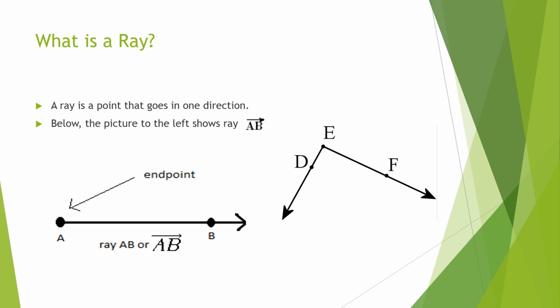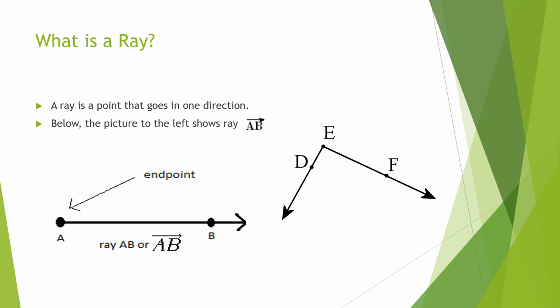What is a ray? We have two examples shown below. First of all, a ray is a point that goes on in one direction. We have one ray on the left side as an example. It starts at point A, goes through point B. So we call this ray AB. It starts at A. It has a vertex at A.